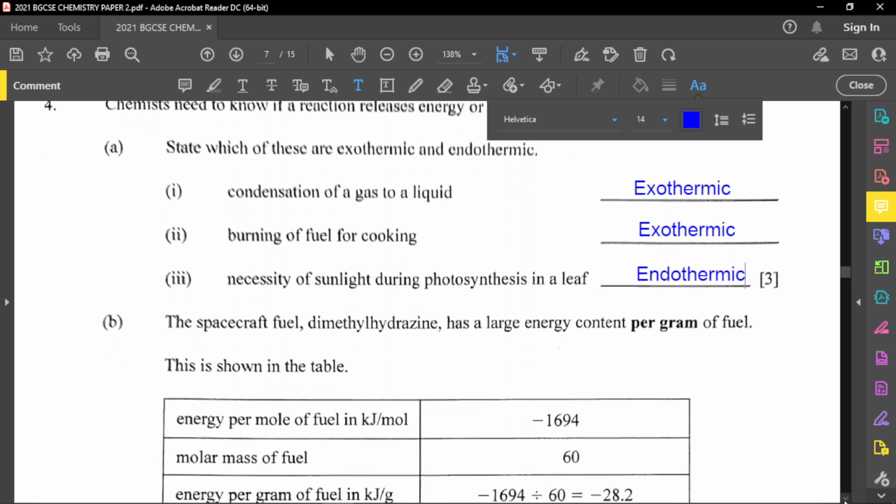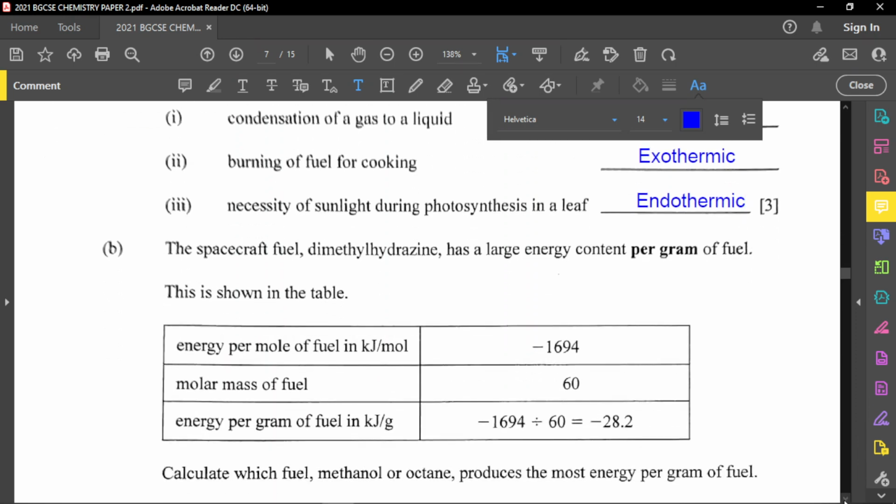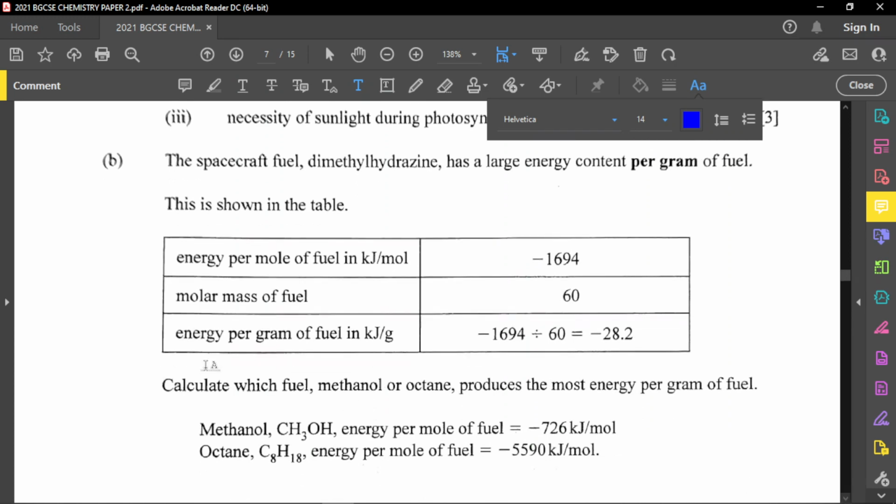All right, so part B now, we said the spacecraft fuel, dimethyl hydrazine, has a large energy content per gram. This is shown in the table here. So the information in the table is for dimethyl hydrazine, right? So this is dimethyl hydrazine information. Here is an energy per mole in kilojoules per mole, negative 1694. And the negative sign means that it is an exothermic reaction, just to point that out as well.